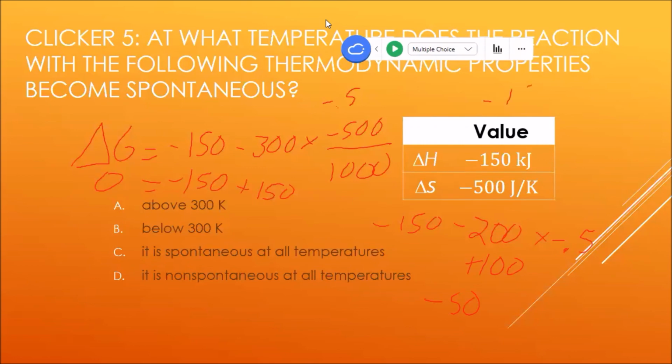If I try negative 150 minus 400 times negative 0.5, we're going to get positive 200. So negative 150 plus positive 200 is going to be positive 50. So 400 is above 300. 200 is below 300. Which one of those results in a negative delta G? The below 300.